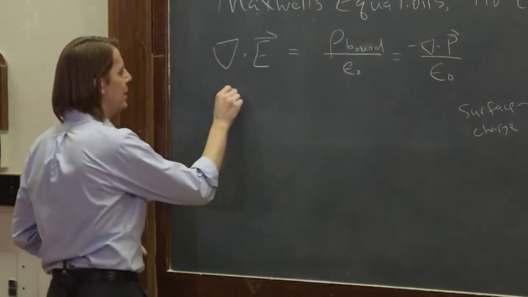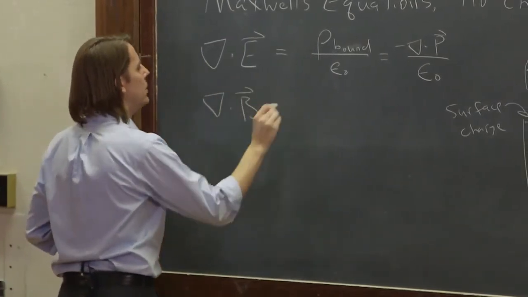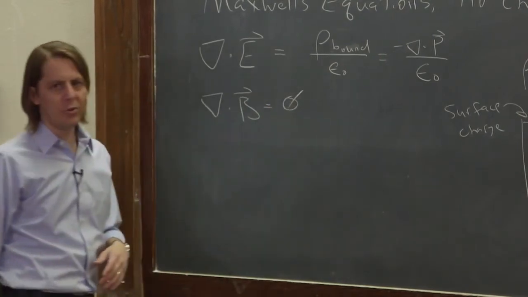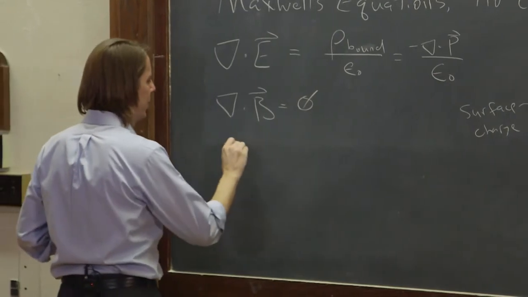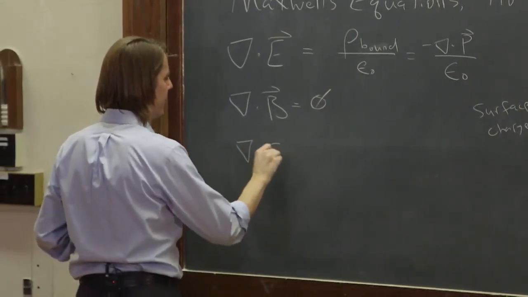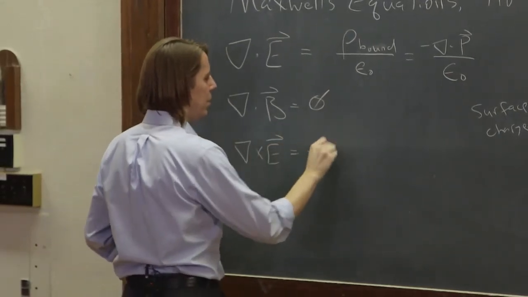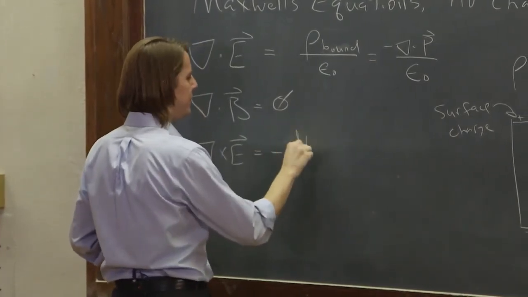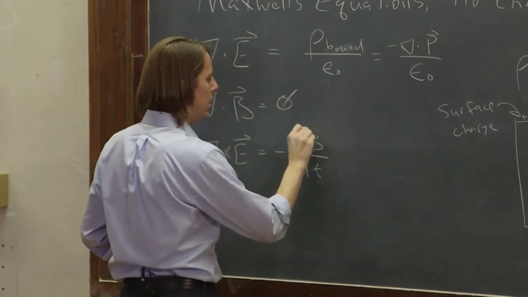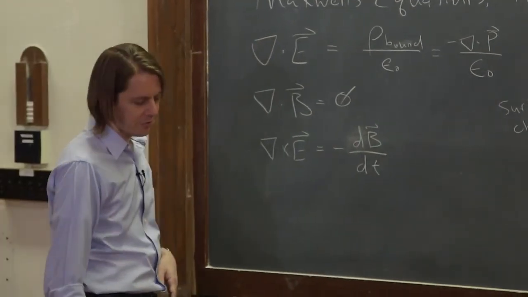All right, so being in a dielectric does not create magnetic monopoles. Del dot B is still 0. To the extent we care about, it does not affect Faraday's law. So del cross E is still minus dB dt, so that one stays the same.